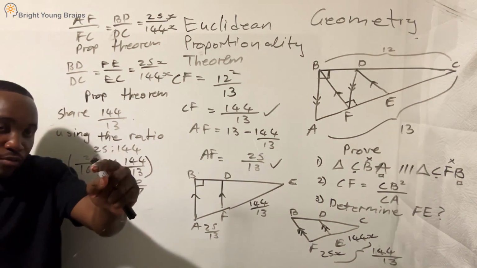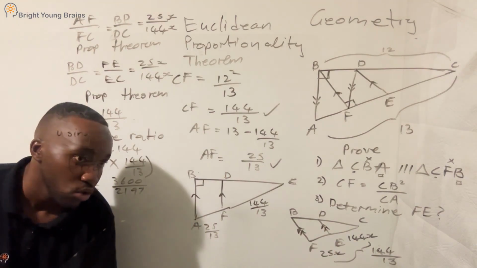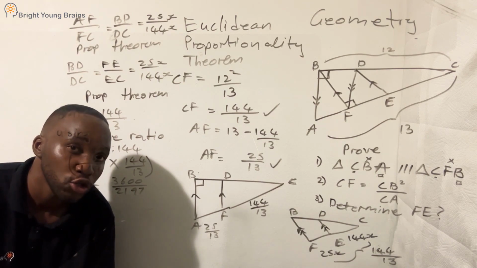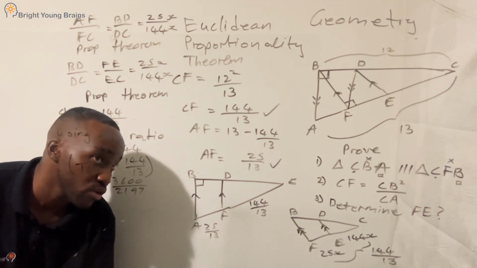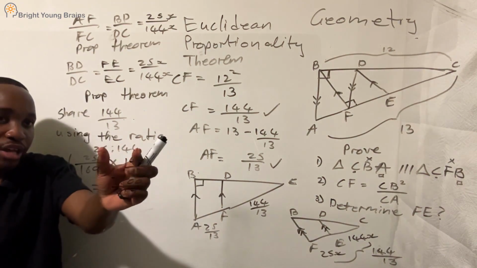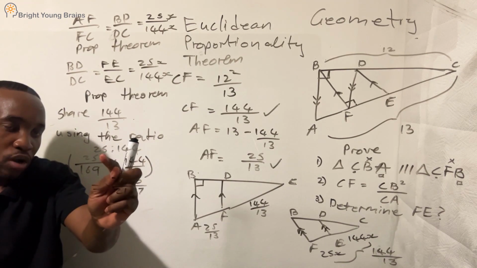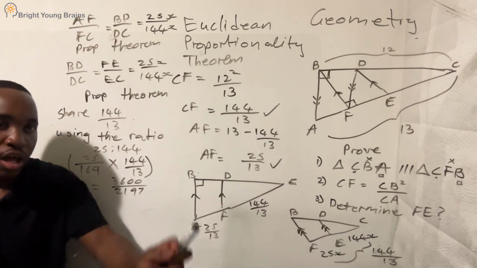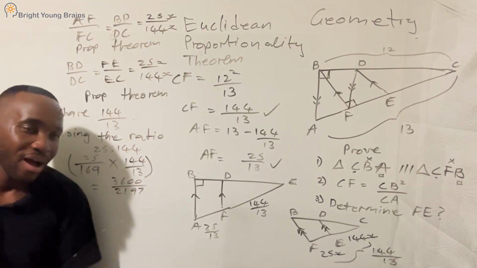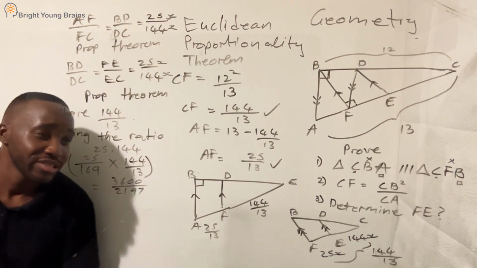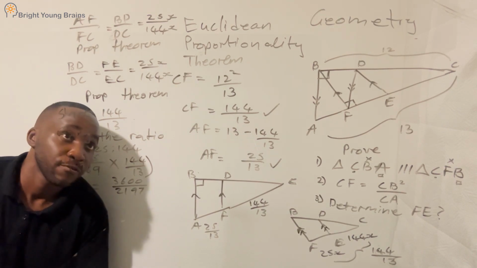We use the 25 over 169 because the 25 is representing FE, which is what we need to get. If we wanted the length of EC instead, we would add up the 25 and the 144, and then have 144 over 169 multiplied by the length we're trying to share, and we'd have our answer. So as much as this looks like a weird answer, that is going to be your value of FE. And that is that for this tutorial.